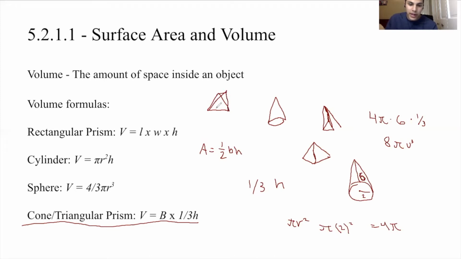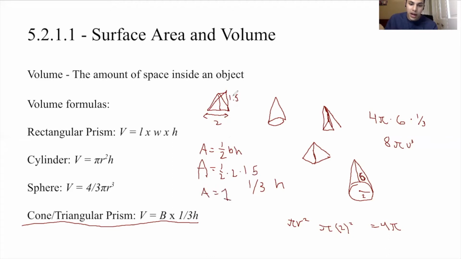Okay, so we have a triangular prism, and the base here is 2, and the height is 1.5. Then we could do area equals 1/2 times 2 times 1.5. And then that simplifies to 1. So the area is just 1.